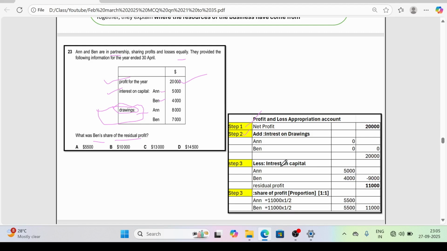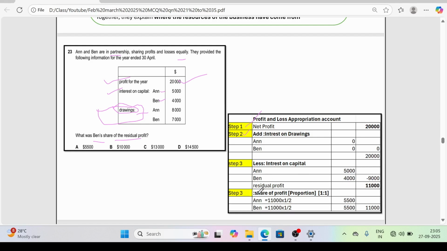Then profit will be 20,000. The next step is interest on capital, which you have to subtract. Interest on capital is 5,000 and 4,000; you write them separately, then add them, it's 9,000. 20,000 minus 9,000 is 11,000. In this question there is no salary. If a partner's salary is mentioned you have to subtract it. Then you will get the residual profit. So the residual profit here is 11,000.